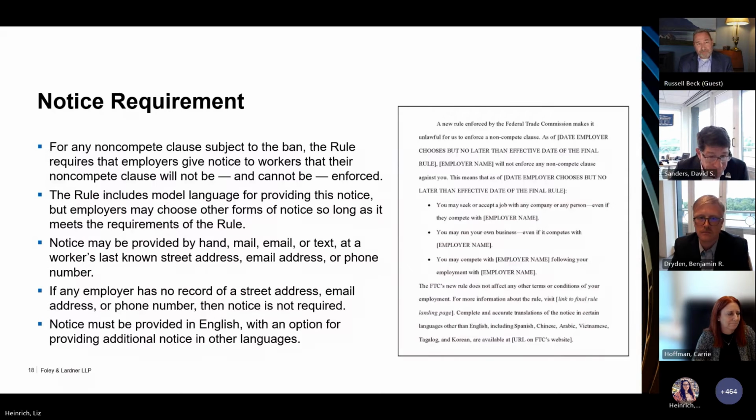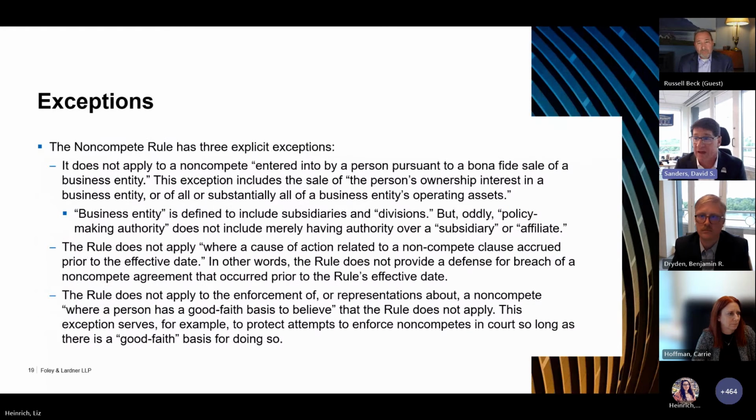Next slide, please. And while you're doing that, Russell, let me just add one point, that when we say workers, it would also presumably include ex-workers who are still within the period of their non-compete. Yes, exactly. You've got to go back to historical workers. Exactly right. And the rule has 3 exceptions, or at least 3 express exceptions.